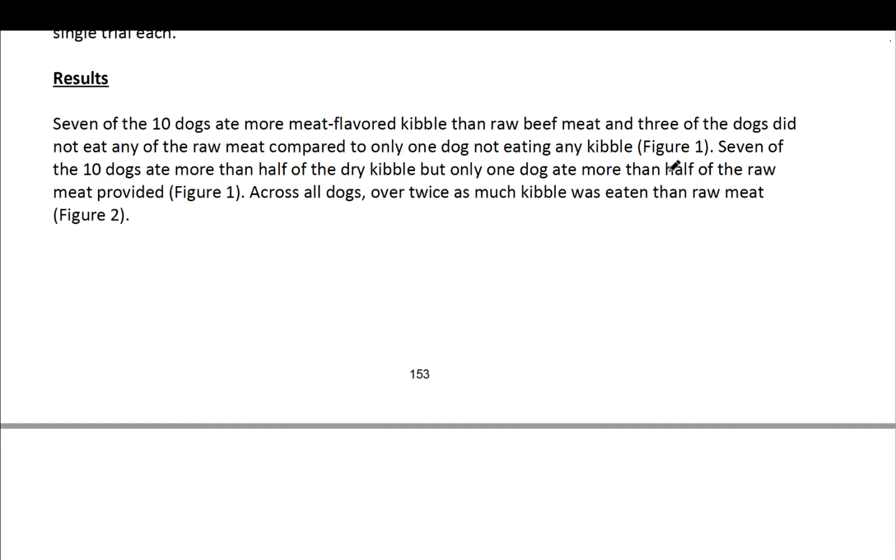So I've done my experiment, now I need to present my results, and I'm going to present the raw data, meaning all the data from the experiment, and then I'm going to summarize it. A really great way to summarize is with figures, and we're going to refer to those figures in the text of our results. Notice how any numbers under 10 are written out in full. And then here's a nice summary. Across all the dogs, over twice as much kibble was eaten than raw meat. So find some way of summarizing your data, and here's a figure that I'm going to refer to.